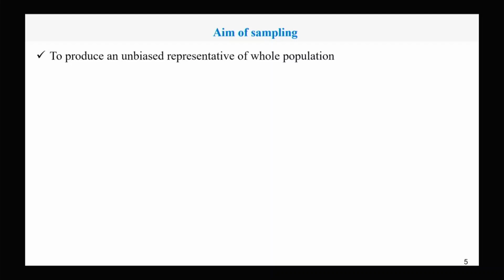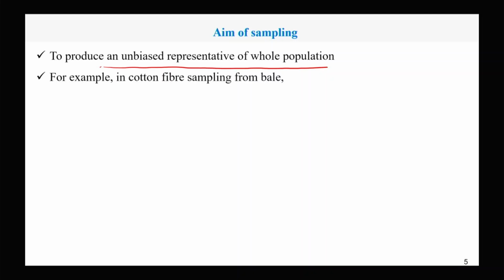So the basic aim of sampling is to produce an unbiased representative of the whole population, which is very important. There should not be any bias. The small specimen should represent the entire population. So that's very important.